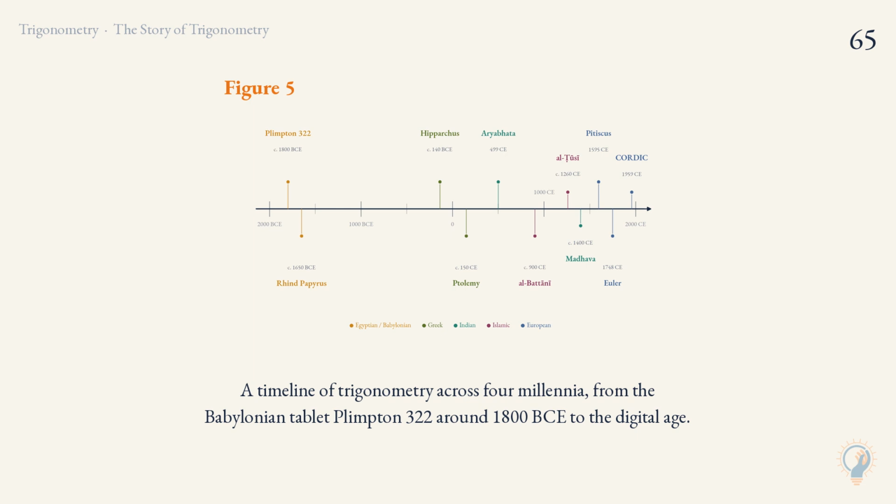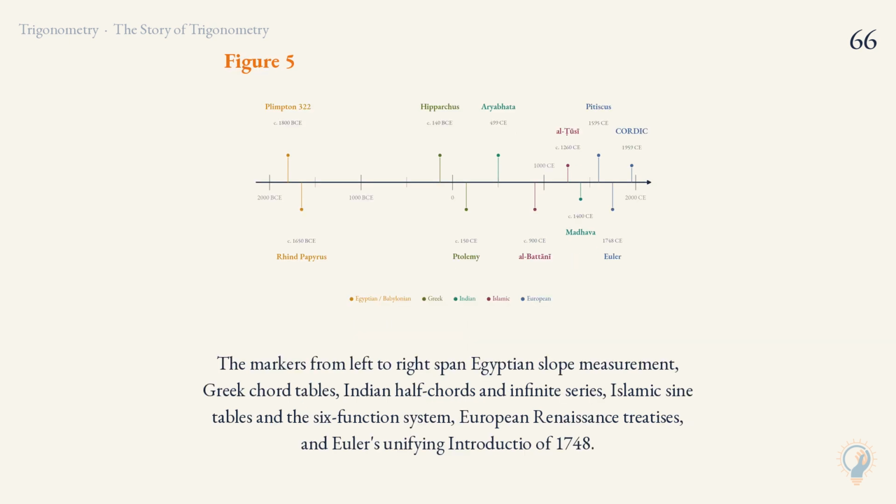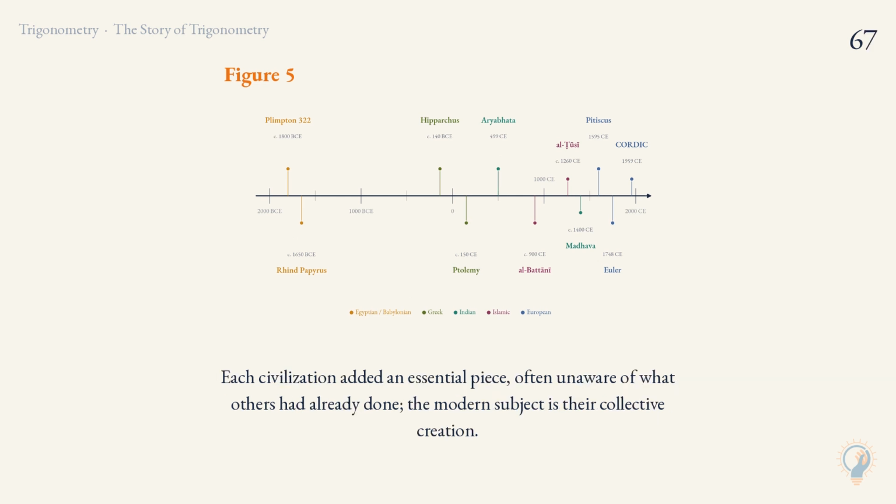Figure 5. A timeline of trigonometry across 4 millennia, from the Babylonian tablet Plimpton 322 around 1800 BCE to the digital age. The markers from left to right span Egyptian slope measurement, Greek chord tables, Indian half-chords and infinite series, Islamic sine tables and the 6-function system, European Renaissance treatises, and Euler's unifying Introductio of 1748. Each civilization added an essential piece, often unaware of what others had already done. The modern subject is their collective creation.